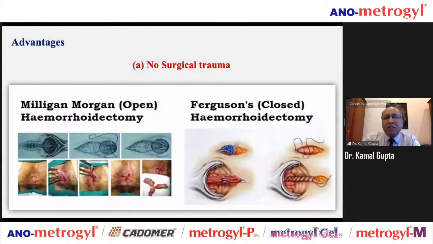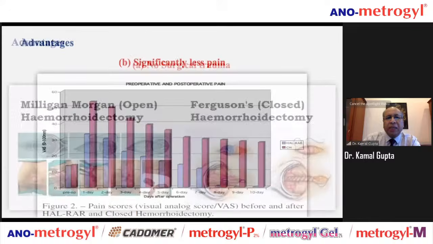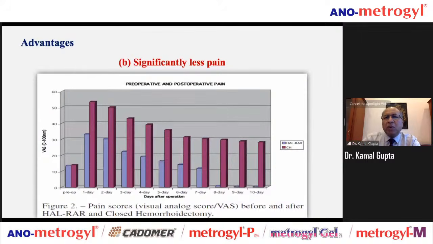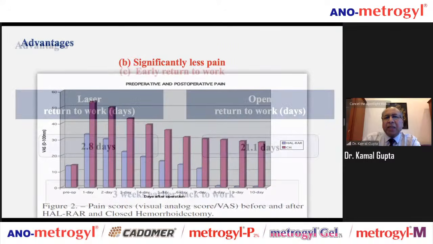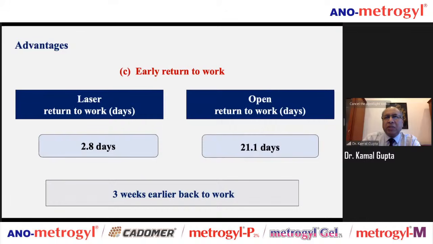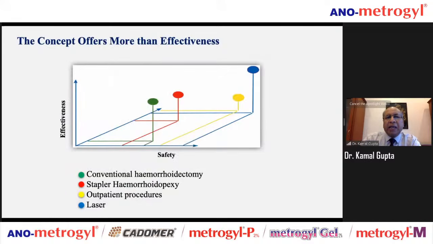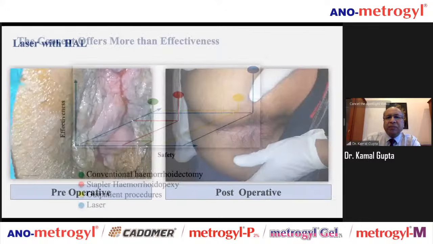Now, advantages: no surgical trauma as compared to Milligan Morgan or Ferguson. Of course, minimal surgical trauma is always there because we take the fiber through the entry point. Significantly less pain because you have not cut anything, and early return to work. 3 days as compared to 21 days on an average with Milligan Morgan. And the concept offers both effectiveness and safety as compared with the other procedures.